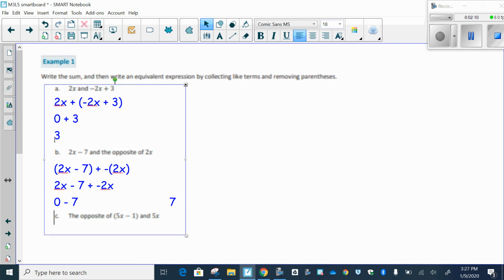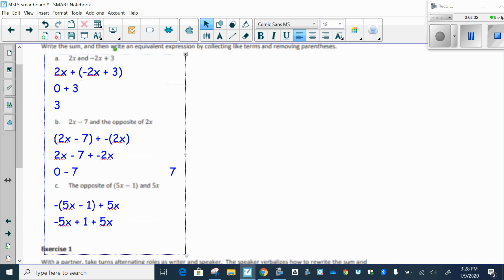I ran out of room. The opposite of, so negative sets of 5x minus 1, and I'm adding to that because I'm finding the sum, 5x. So what is the opposite of 5x? Negative 5x. What is the opposite of subtract 1? Add 1. And I'm still adding on the 5x. So negative 5x and positive 5x makes 0 plus 1 all equals 1.